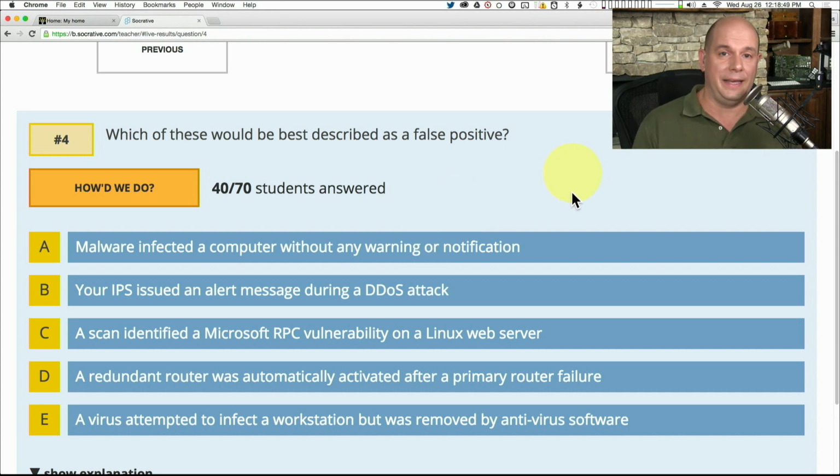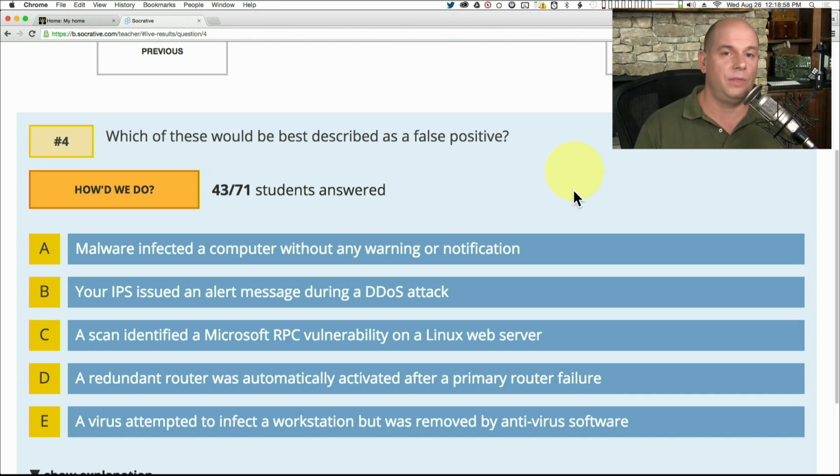So let's see how we did with answering this and trying to figure out what a false positive might be, because I've given you 5 different scenarios that are remarkably common. These are things you will run into all the time with security. Try to take them directly from the experiences that I've had working in the security industry, and these are things you do actually run into. So what would be a false positive? Let's see how we did.